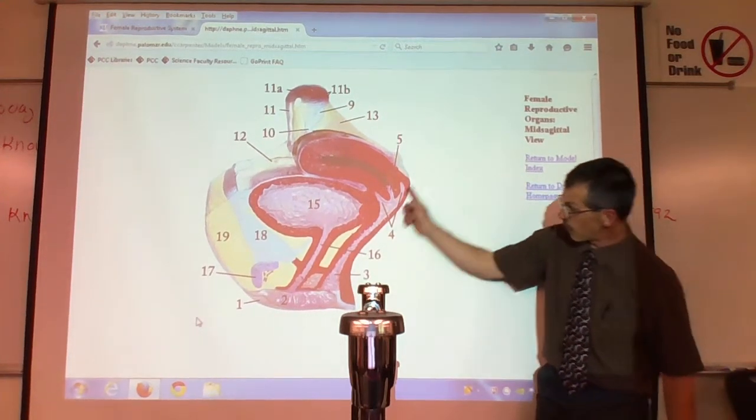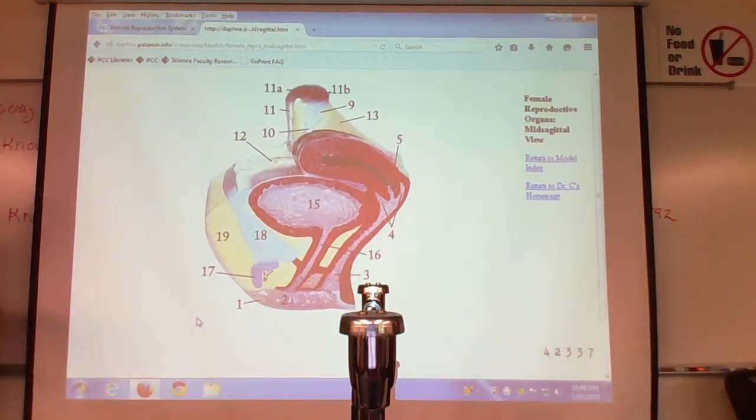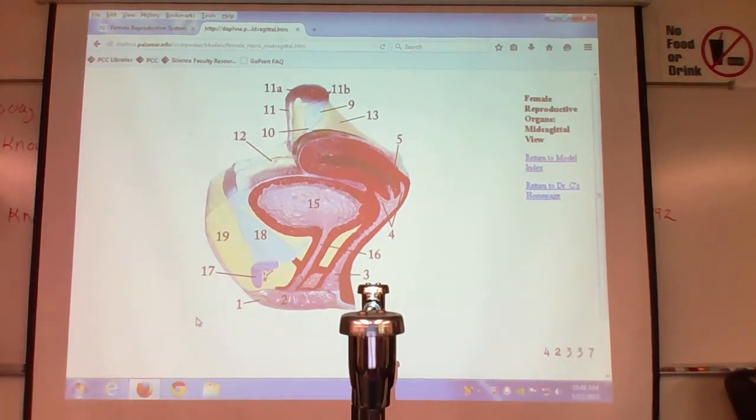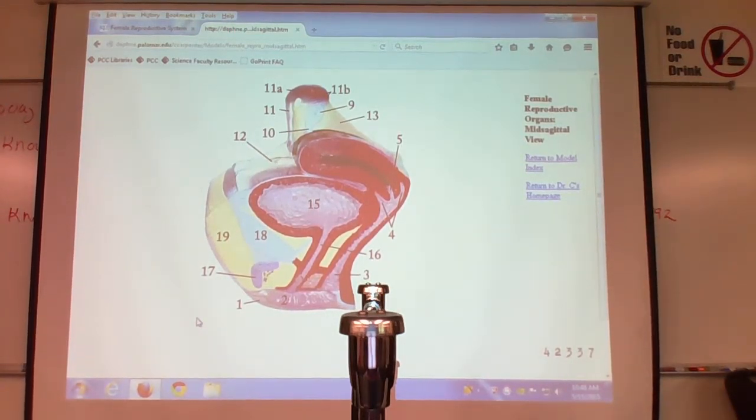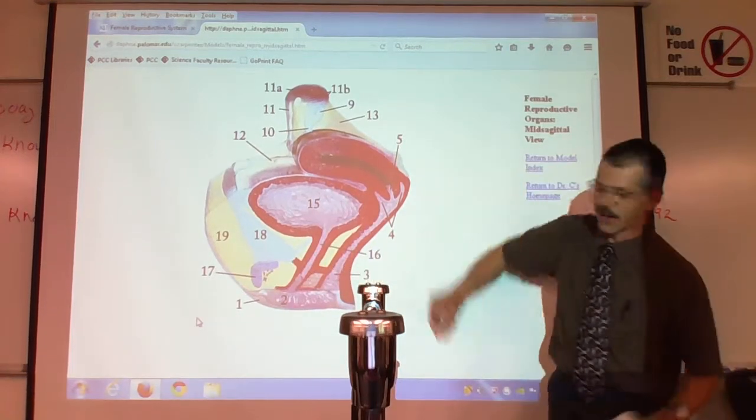What's number 3? Birth canal, vagina. Those all work, right? Then we have 2 and 1. What's 2 and 1? Labia minora is number 2, labia majora is number 1. So what's 17? Clitoris on this model, right? That's the front. Bladder, and the rectum is over here.